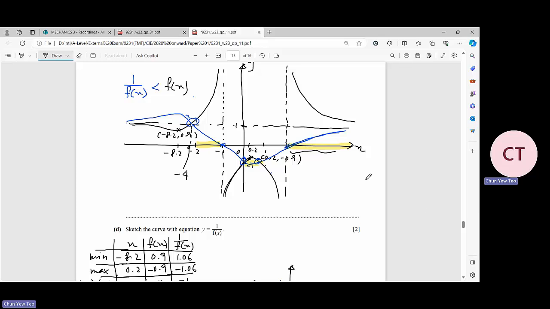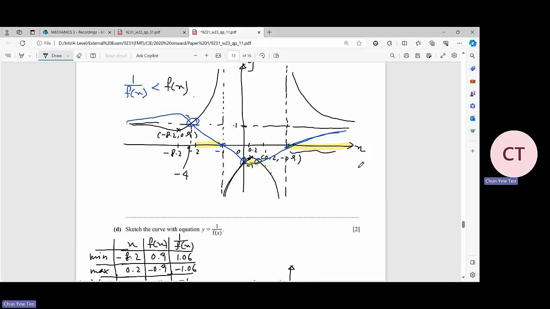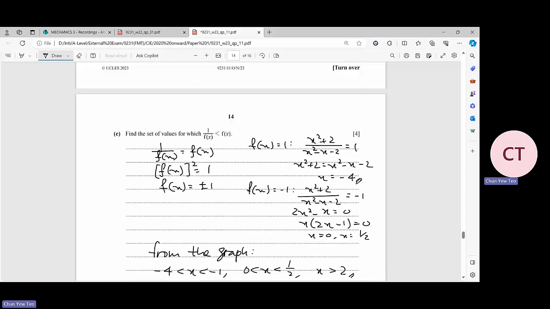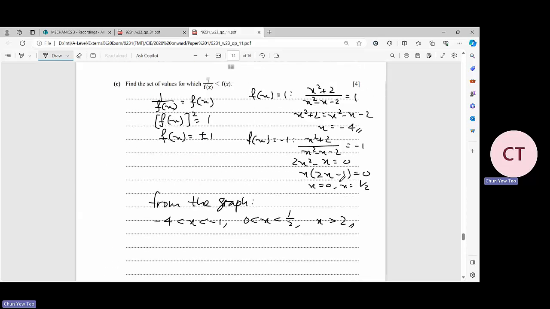So it's negative 4 to negative 1. Okay. So therefore, from the graph, the inequality will be from negative 4 to negative 1. After that, 0 to half. And after that, x is greater than. Okay. Yeah. So you can see that the one that I highlight over here, these are the 3 parts. Okay, so done. That will be the answer for this question E. And no more. That will be the last question for this paper.